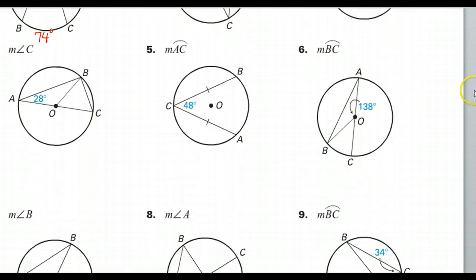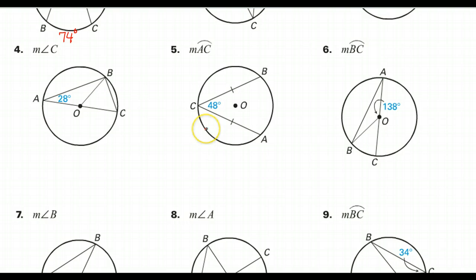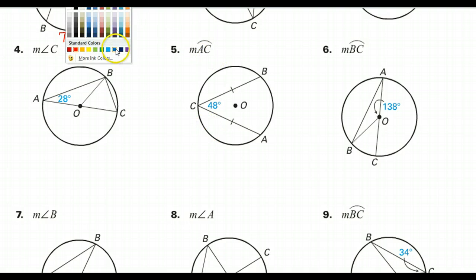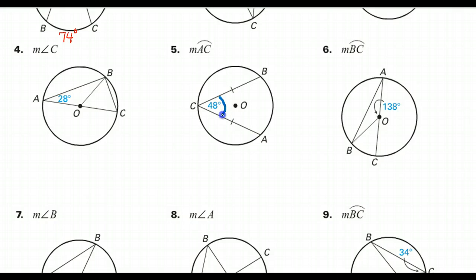Number 5. We are looking for the measure of arc AC. So this is our target, arc AC. That's what we're eventually going to find. But we're not there yet, so let's start with this. We have an angle that's 48 degrees right here. So if I double that, that should give me this arc. Because it's inscribed, it's at the edge, so this should be double. So double 48 is going to be 96.